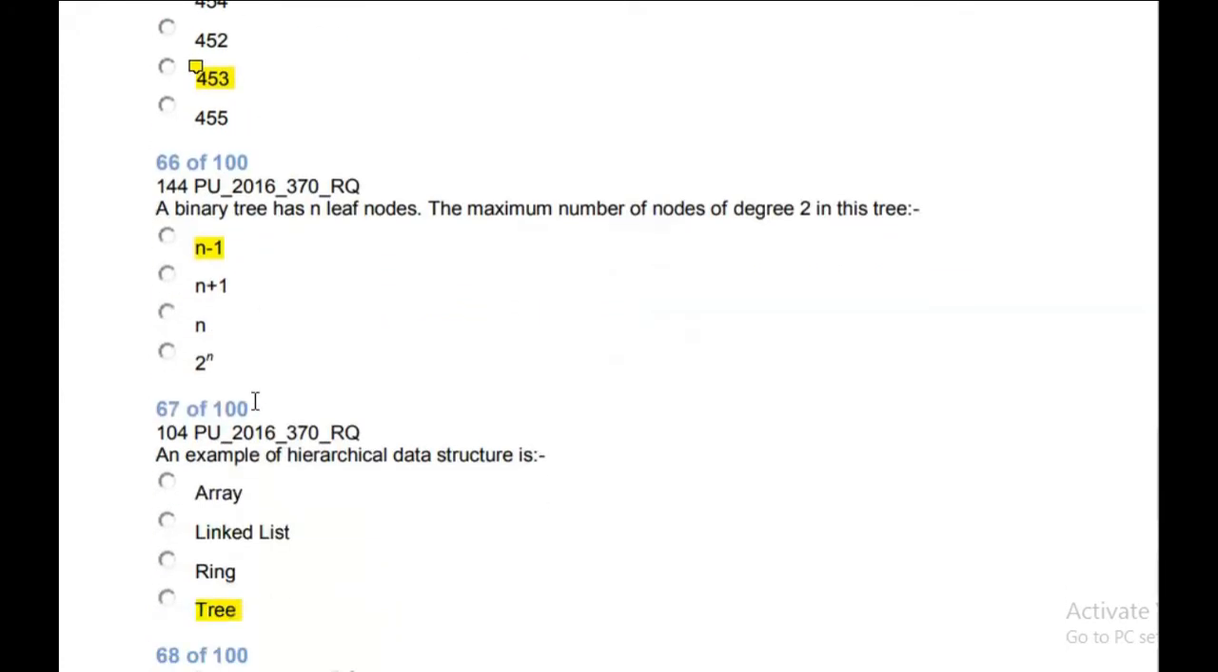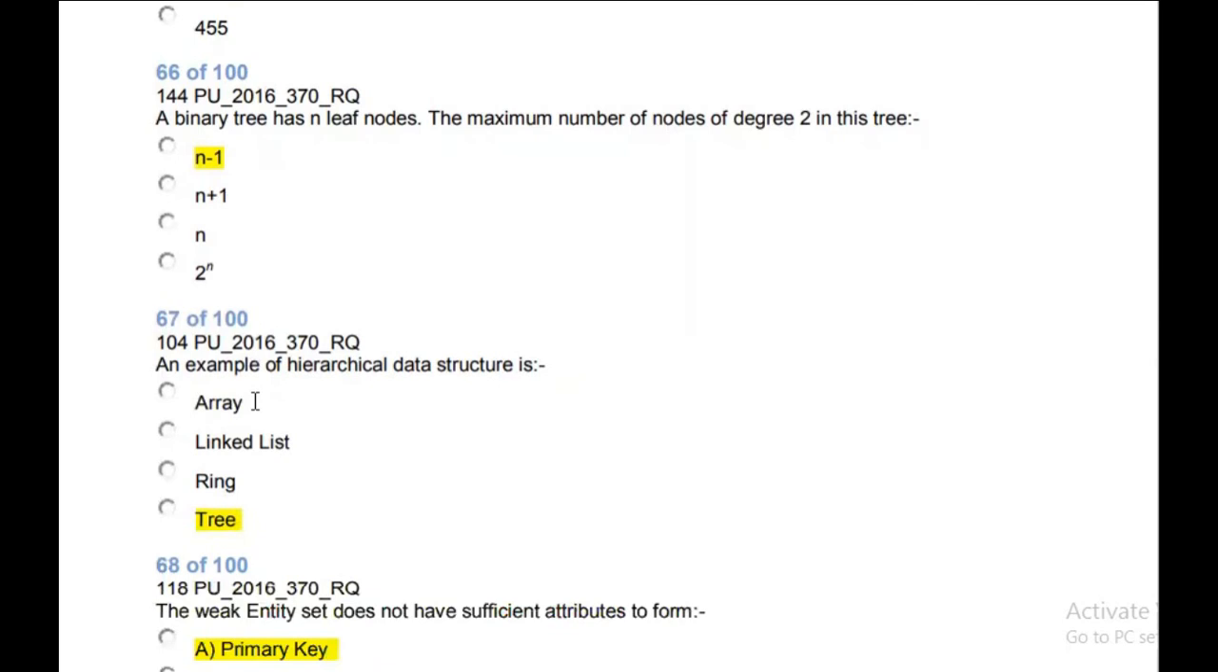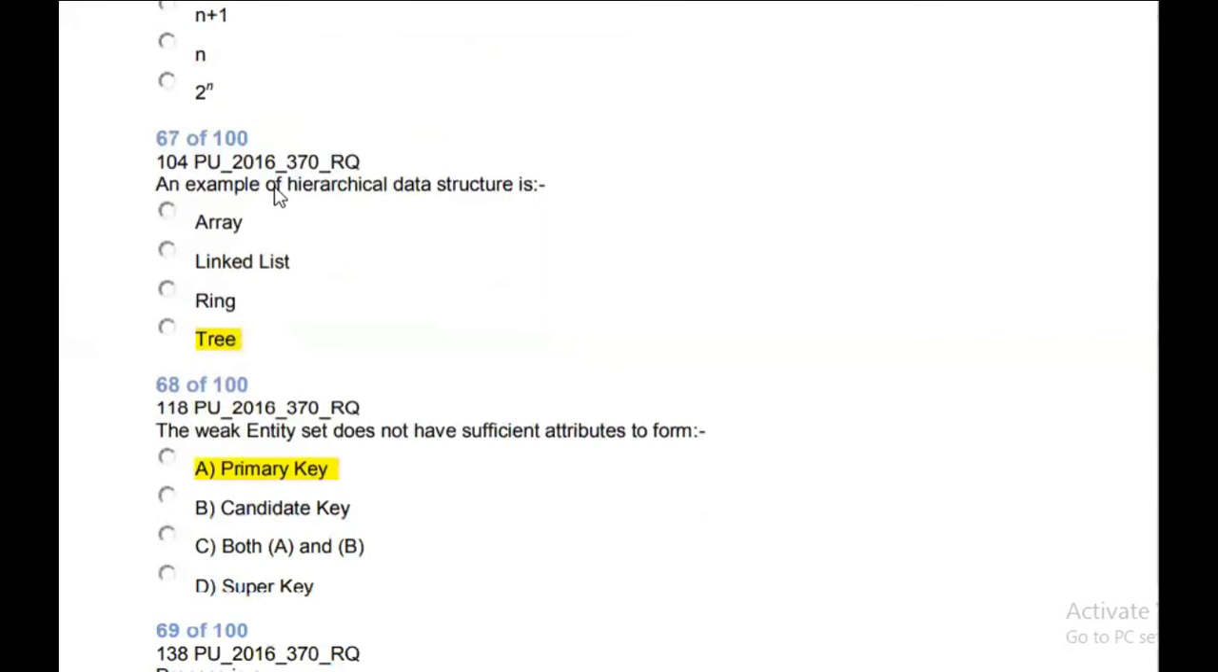Next question, question number 66. A binary tree has n leaf nodes. The maximum number of nodes of degree 2 in this tree is n minus 1. Option E is correct.